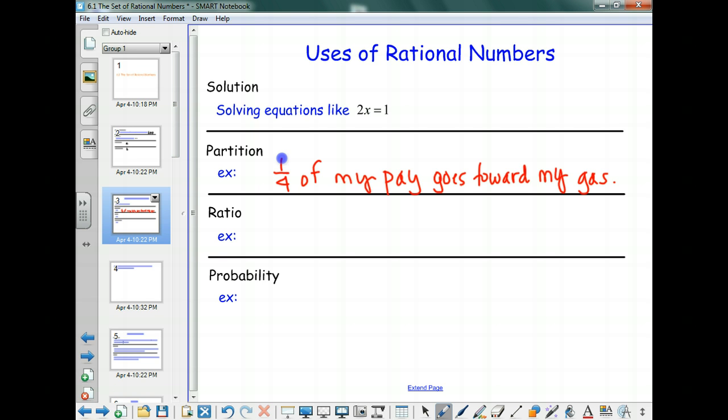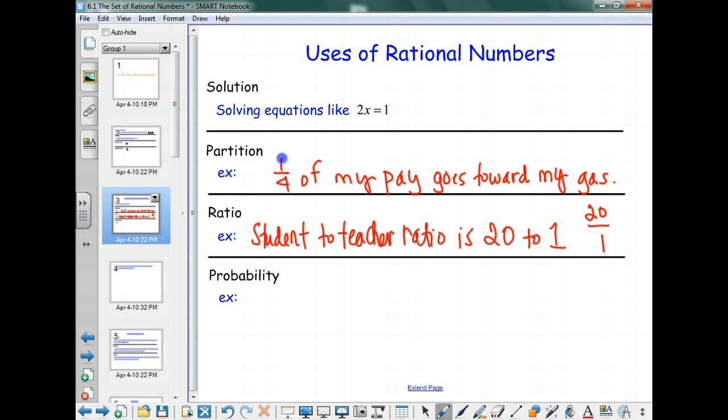A ratio would look something like this. Student to teacher ratio is 20 to 1, and that can also be expressed as 20 over 1. I know it looks sort of funny to have something written over 1, but as a ratio, that probably would be it. That's a ratio of this class. There's 20 of you to 1 of me. Most days.